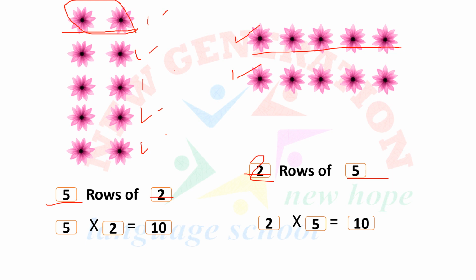Ask myself here why I write 2 times 5. 2 stands for how many rows. 5 stands for the column, how many items inside each row. And it equals 10 because I add the 5 to itself 2 times.